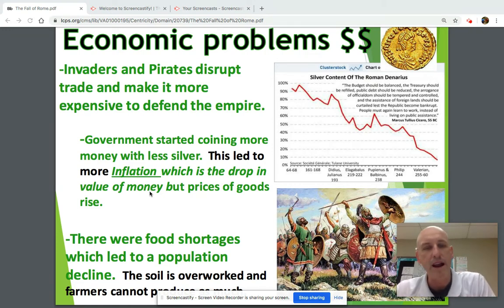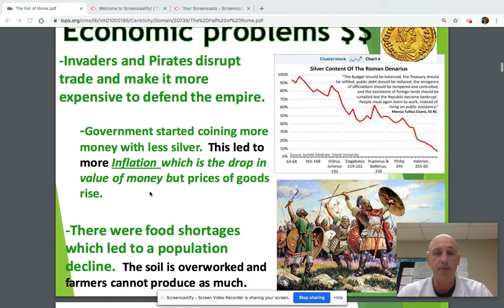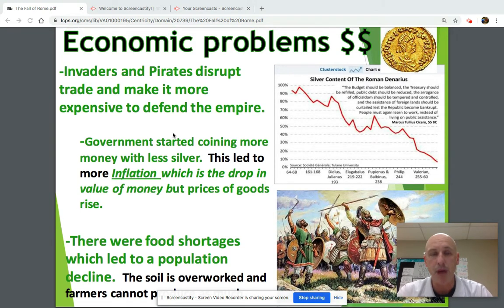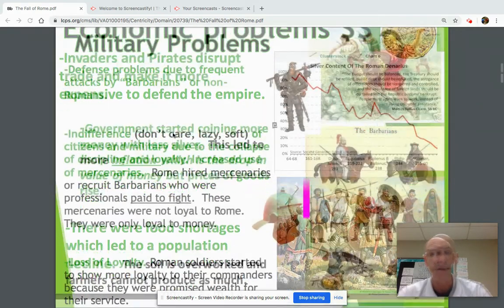All right. And right here at the bottom, because of this, there's going to be food shortages, which led to a population decline. The soil is going to get overworked and farmers can't produce as much. There you go. This will be your economic problems. This might be the number one reason that Rome falls. You decide.